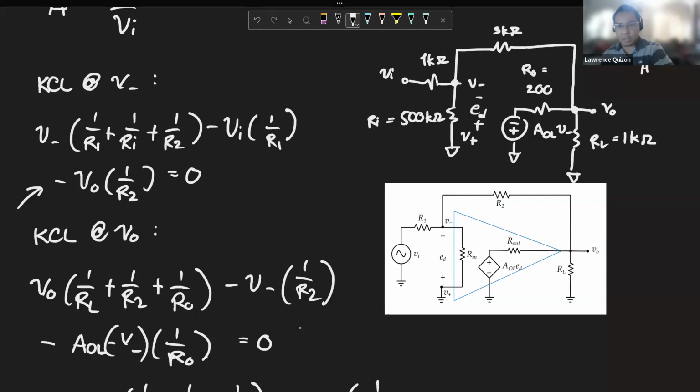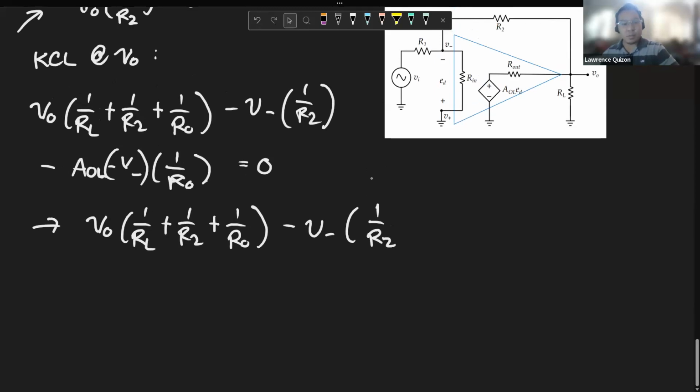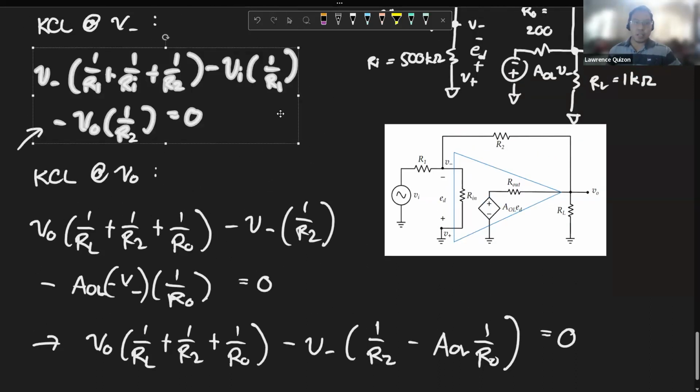So, 0 minus V minus, ang i-multiply mo sa AOL, no? So, negative actually yung voltage na lumalabas, right? So, V minus times R2 minus AOL, 1 over R0 equals 0, right? So, that's your KCL and KVL equations, no?